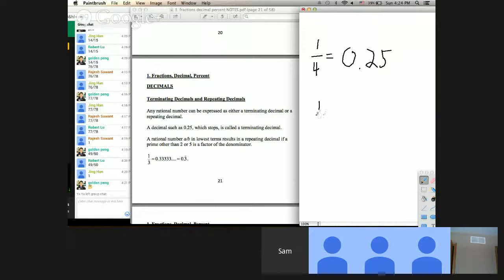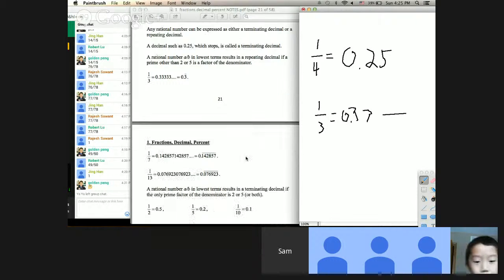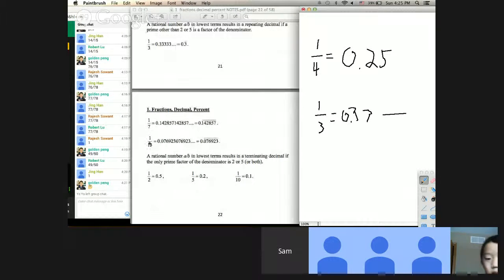However, if you put 1/3 into the calculator, it'll give you a string of numbers, 0.333333 onwards, just a bunch of threes. So that's called a repeating decimal. This is a terminating decimal, and this is a repeating decimal. So basically, if you divide it out, if it stops, then it's a terminating decimal. If it continues, then it's a repeating decimal. So for example, if you put 1 over 17 into the calculator, you get 14287 and then 14287. So basically it repeats on 14287.